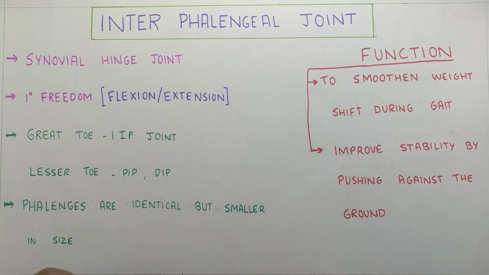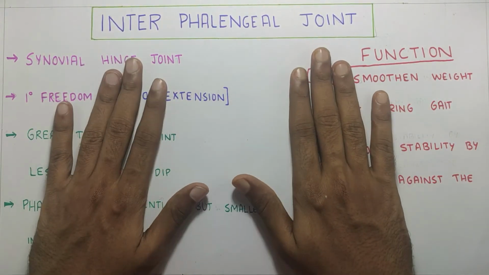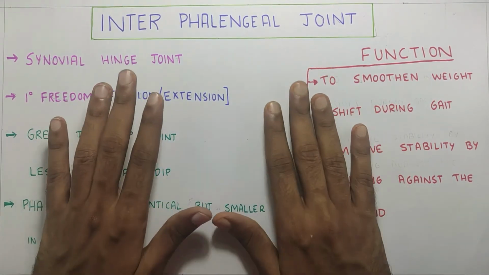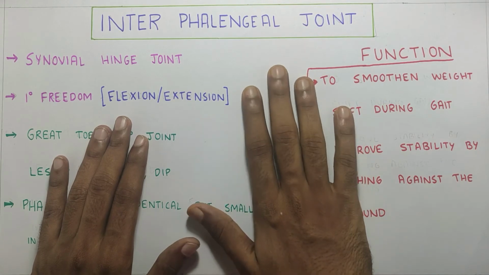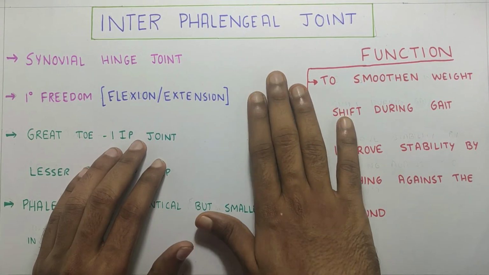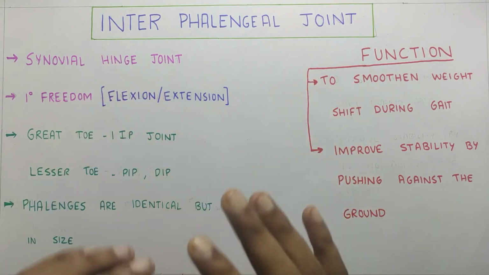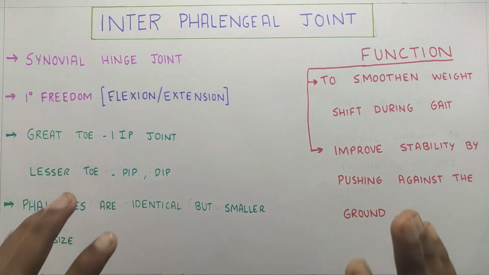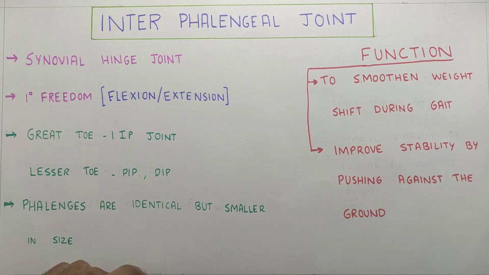Then going to the function, the interphalangeal joints help in smoothing the weight shift during gait. So when you are in weight bearing and when the weight is being shifted during a gait cycle, the reception of the weight and then going from heel raise to toe off, this movement or the weight shift that occurs during gait is done very smoothly. They also help in improving the stability by pushing against the ground.